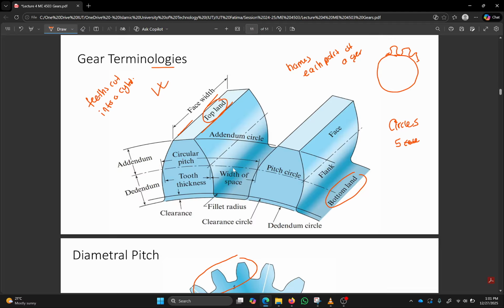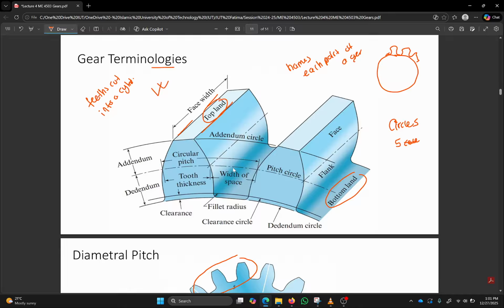The circle that goes to the bottom edge of the gear teeth, I'm showing it in both of the slides. On the bottom slide and the top slide, both of them should be visible to you. The circle that goes to the bottom of the teeth is called the dedendum circle.